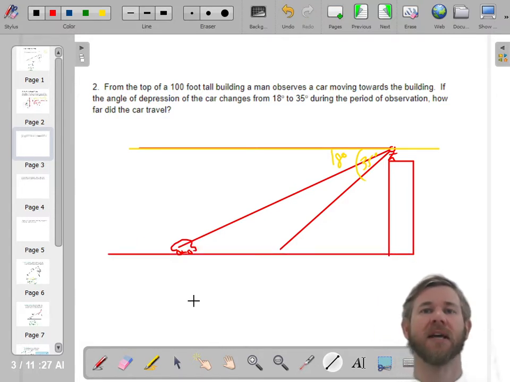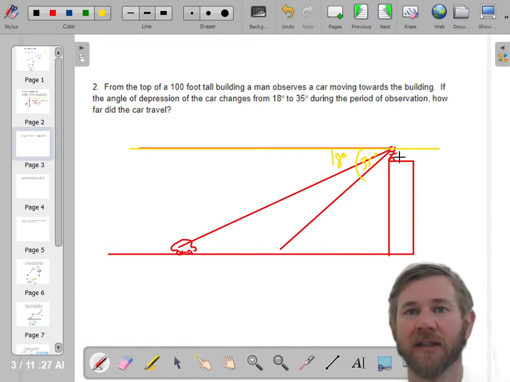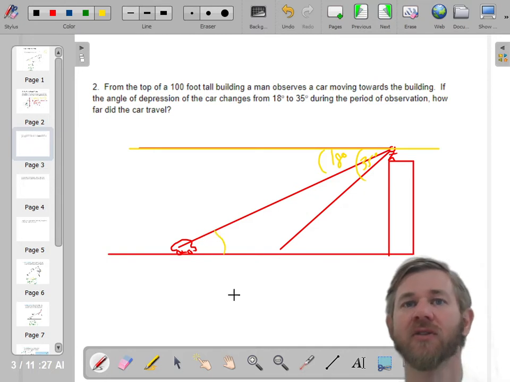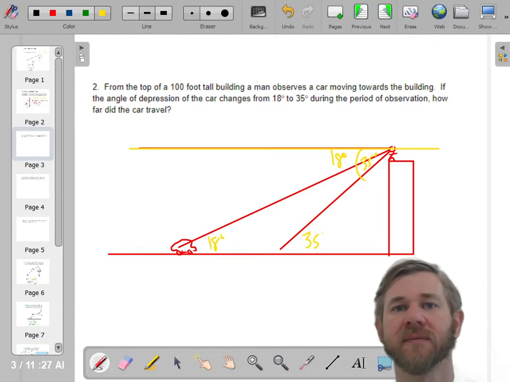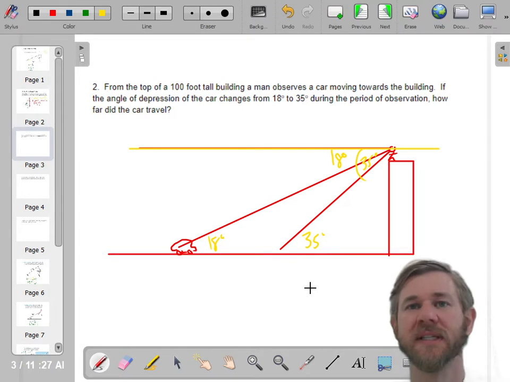Okay. This is a parallel line. These are called transversals. So they're passing between two parallel lines. Those are alternate interior angles. You have alternate interior angles. This is 18 degrees, and this is 35 degrees. That's the thing you need to recognize, that we have alternate interior angles.